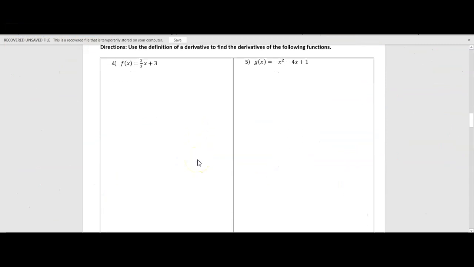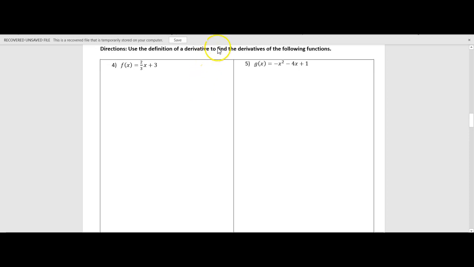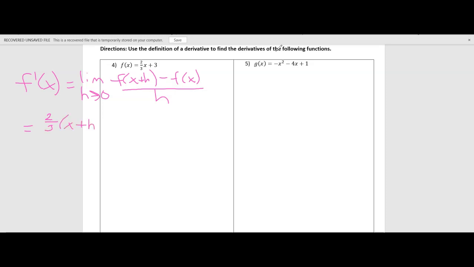So it says use a definition of a derivative to find the derivative of the following functions. So let's look at number 4. I've got my derivative f prime of x. That's going to be equal to the limit as h approaches 0 of f of x plus h minus f of x all over h. That is going to be equal to, f of x plus h is 2/3 times x plus h plus 3. So again, f of x plus h just means I'm substituting in x plus h anywhere I see an x in the original function.